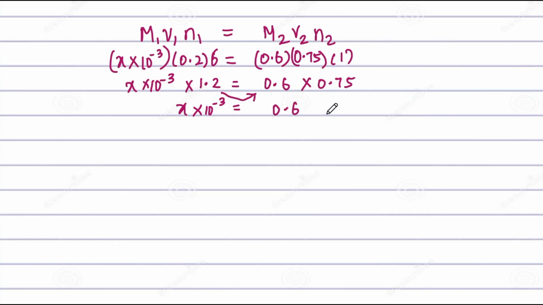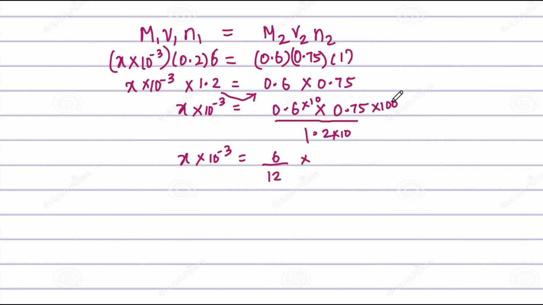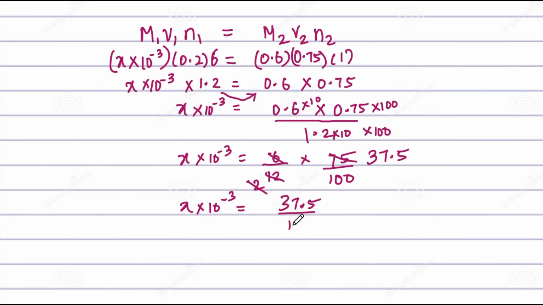So 0.6 into 0.75 divided by 1.2. So X into 10 power minus 3 is equal to, multiply 10 in 0.6 and 1.2. So you will get 6 by 12 into, so here you multiply by 100 in numerator and denominator. So you will get 75 by 100. So X into 10 power minus 3 is equal to, when you cancel this, you will get 2. 6 by 12 is 2. 75 divided by 2 is 37.5. So 37.5 divided by 100.